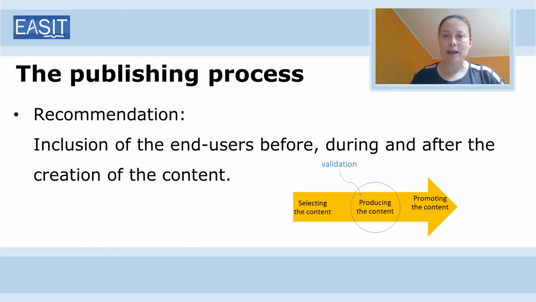Regardless of current official status of the aforementioned expert roles, easy-to-understand content should be validated. Furthermore, it is recommended for the end users to be included during the whole process of publishing easy-to-understand content, which consists of selecting the content, producing the content, and promoting the content, as seen in the picture. Strictly speaking, however, the validation process is a part of the production phase.